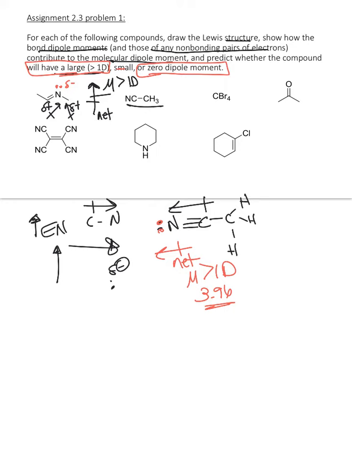Okay, carbon tetrabromide. It's going to look like this. And you can put the lone pairs on your bromine. If you look at the electronegativity difference between bromine and carbon, it's going to go towards the bromine. But because this has symmetry, each one of these is going to pull equally in the opposite direction. So the dipole is going to be 0.